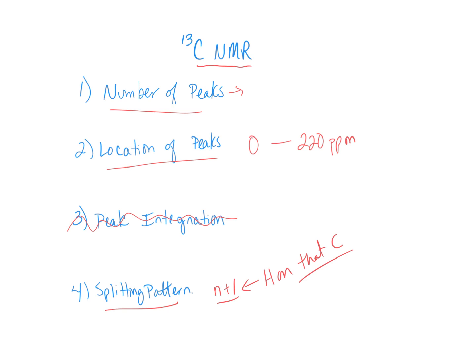Okay, so just keep in mind when we're looking at carbon-13 NMR, we're talking about carbon, we're not talking about hydrogen anymore. Peak integration doesn't mean anything. Location of the peaks can be different. And the splitting pattern comes from the hydrogen that are attached to that carbon individually.